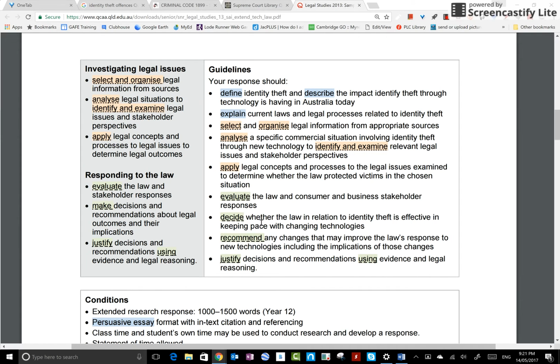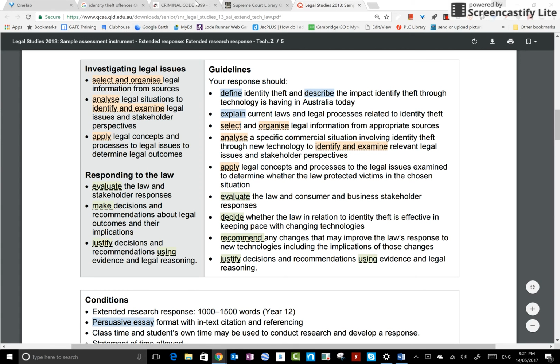So if your stance was originally at the start that it wasn't protecting Australian citizens, you will have to decide, using all of the information that you've looked at in the assignment, as to whether it actually is keeping pace. So the next part is the recommendations, any changes. These would be the pertinent recommendations that you would make to ensure that the law or the Australian government does protect Australian citizens. And finally, obviously justifying those decisions by using evidence.